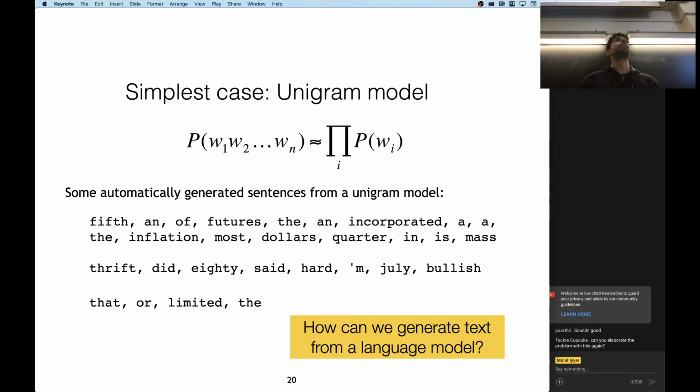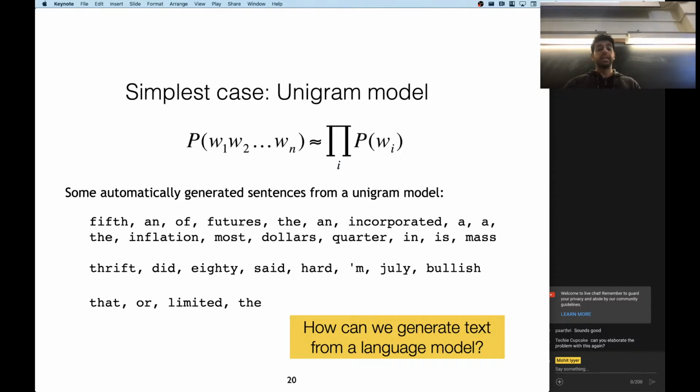Yeah. Why are there so many commas? The commas are just there to separate, they're not actually produced, although comma would probably be a very frequent word as well. Yes? So why does the unigram model not output the most frequent word all the time? So that's a good question. It's related to this question in the yellow box.